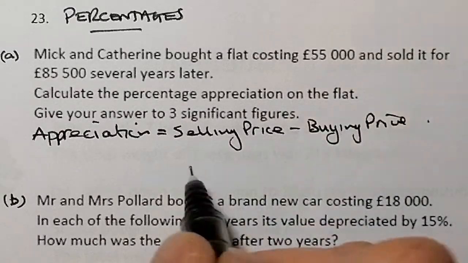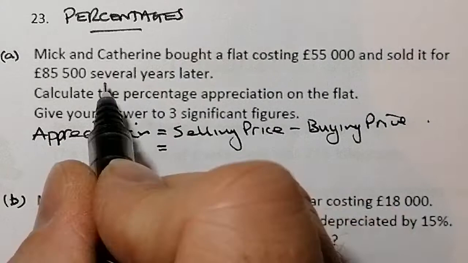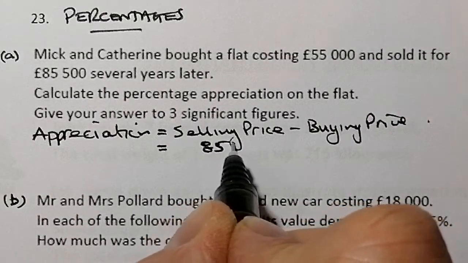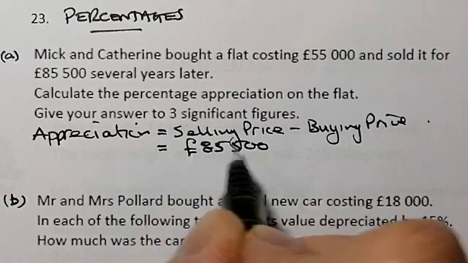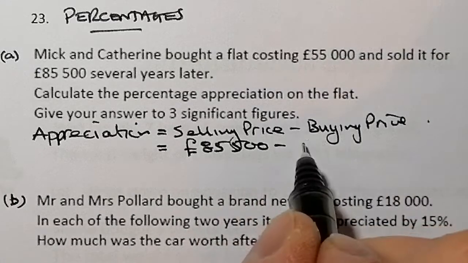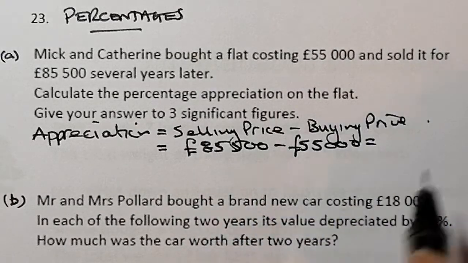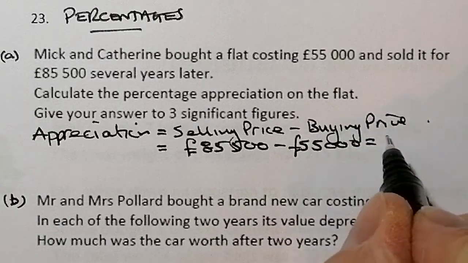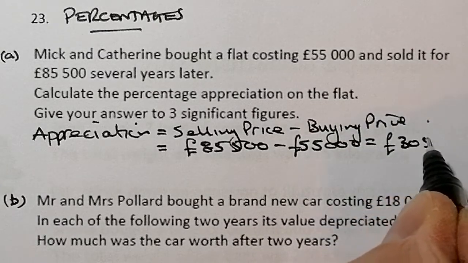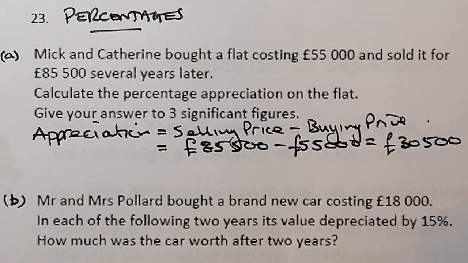So the way that's going to work out is we're going to go for 85,500. We'll subtract from that 55,000, and what we should get from that is 30,500. So that's the amount of money that they actually made on the flat.